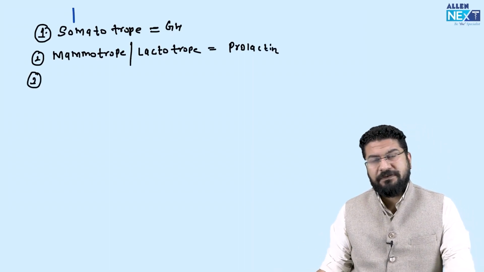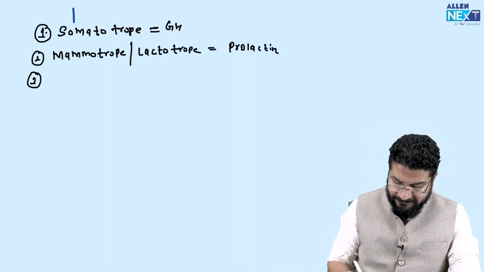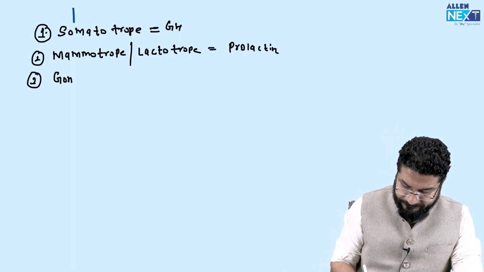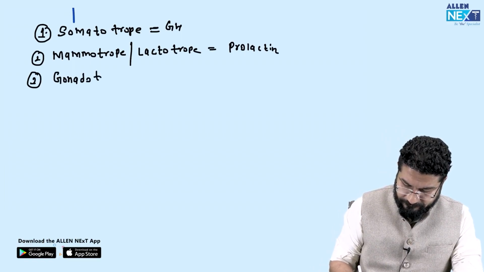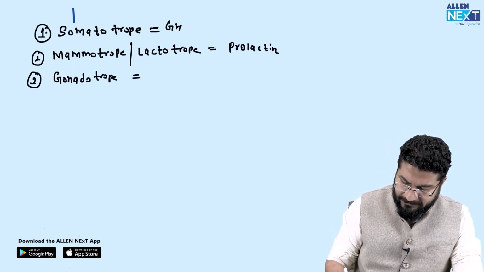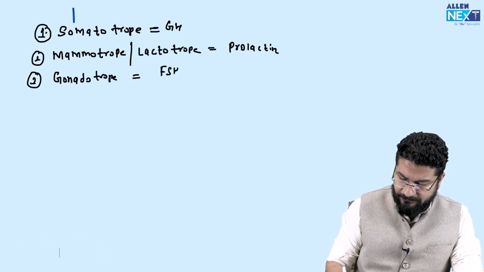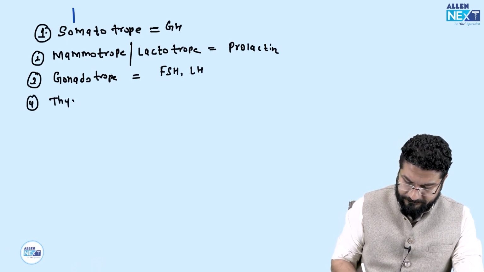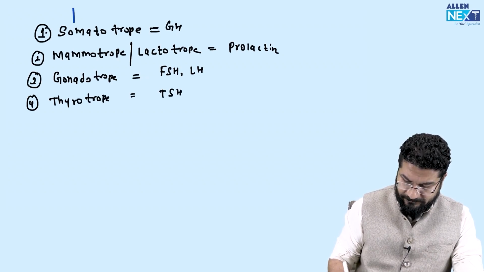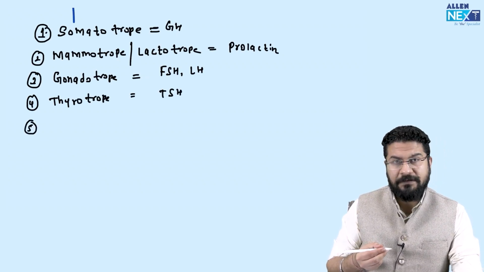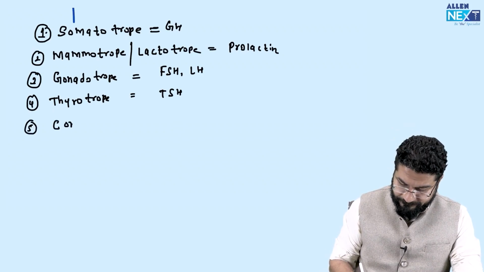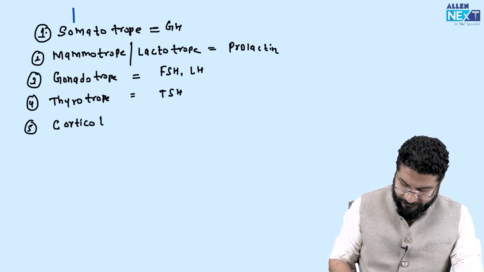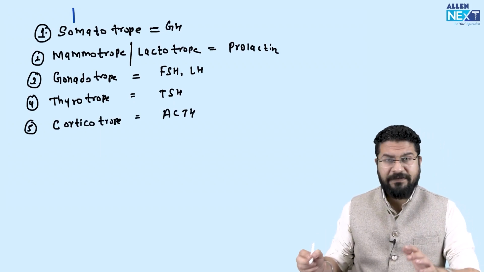Third type of cells we have in pituitary are the cells which we call gonadotropes. And gonadotropes release FSH and LH. Fourth is thyrotrope. Thyrotrope will release TSH. And the last one which is left, corticotrope. This corticotrope will produce ACTH. So these are the 5 types of cells.